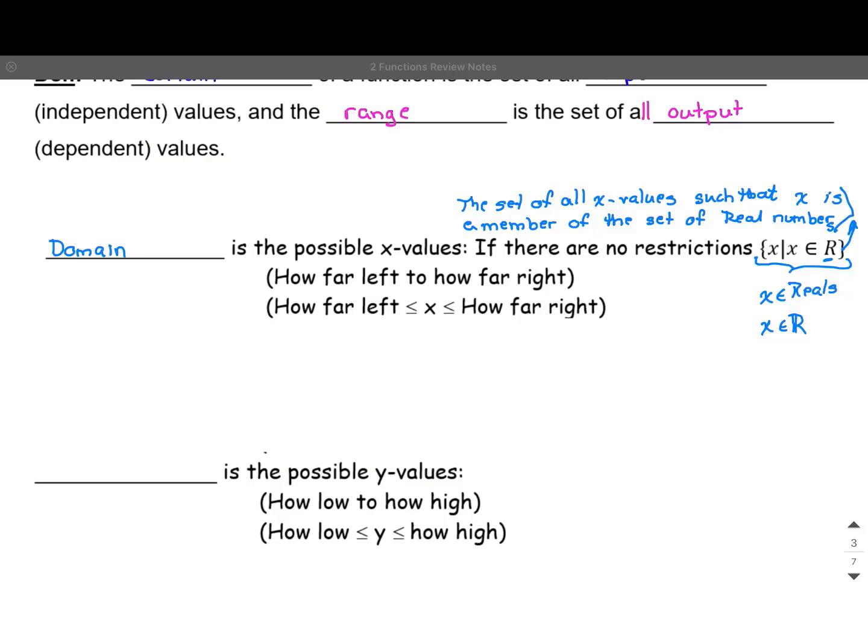Now it's very similar with the range. The range is the possible Y values. And again, if there's no restrictions, you can say Y is a member of the reals, okay? Or just Y belongs to the real numbers. The Y values are on that vertical axis. They go up and down. It's how low to how high.